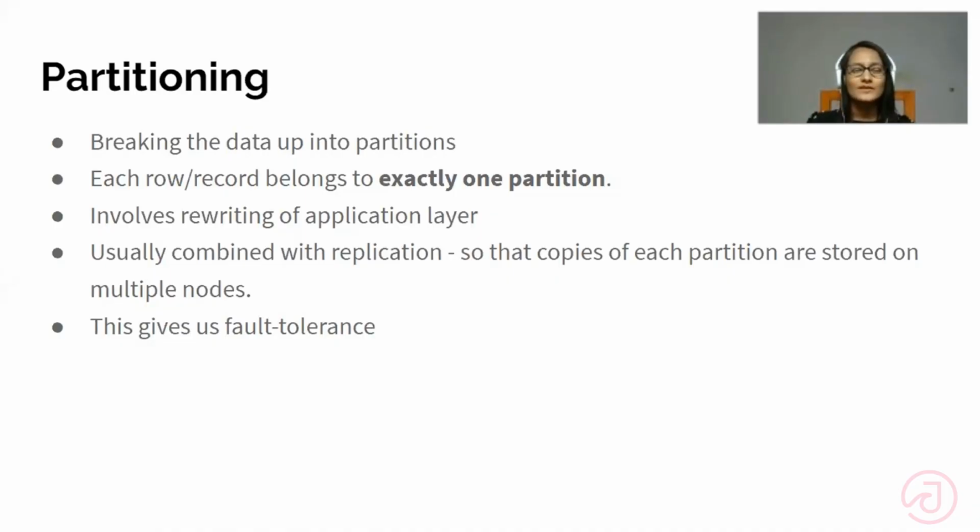So as we saw, you break the data up into pieces. This involves rewriting of the application layer. Partitioning is usually combined with replication so that copies of each partition are stored on multiple nodes. This gives us fault tolerance because if one partition fails, you still have its copies lying on multiple machines, so your data set has not broken down.